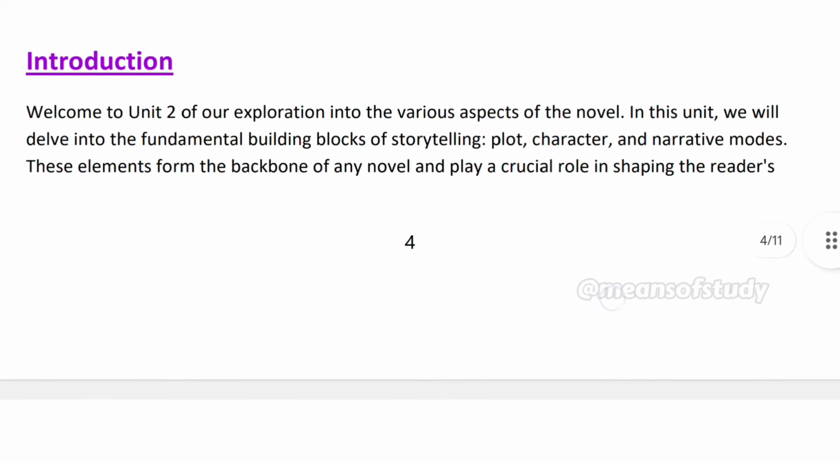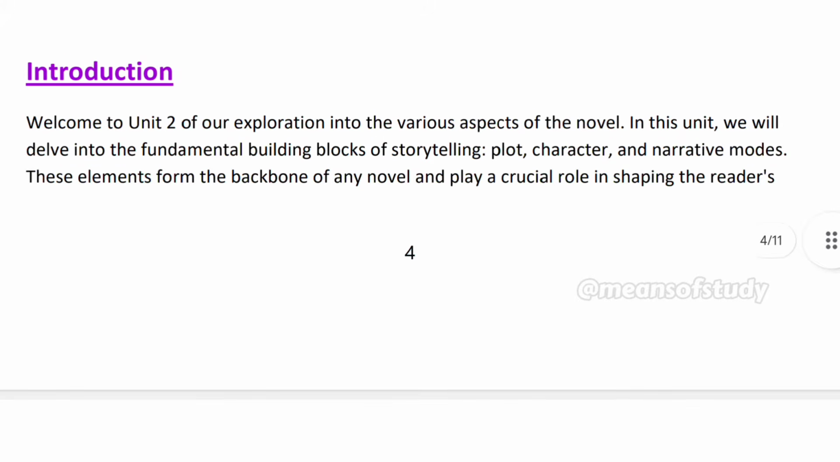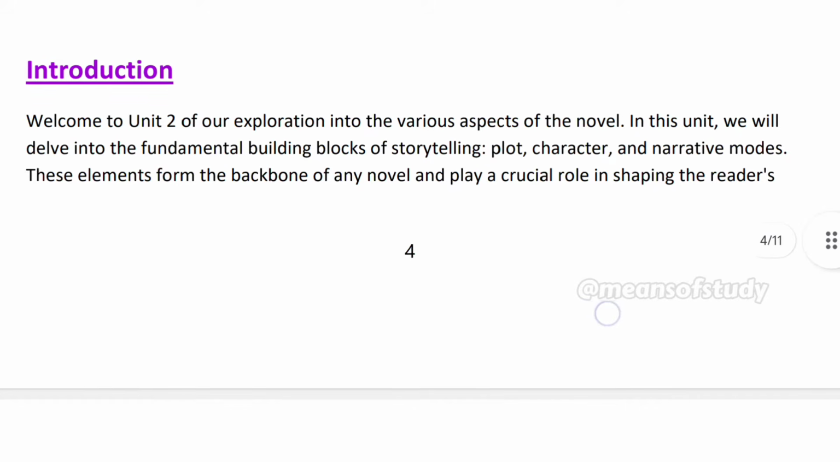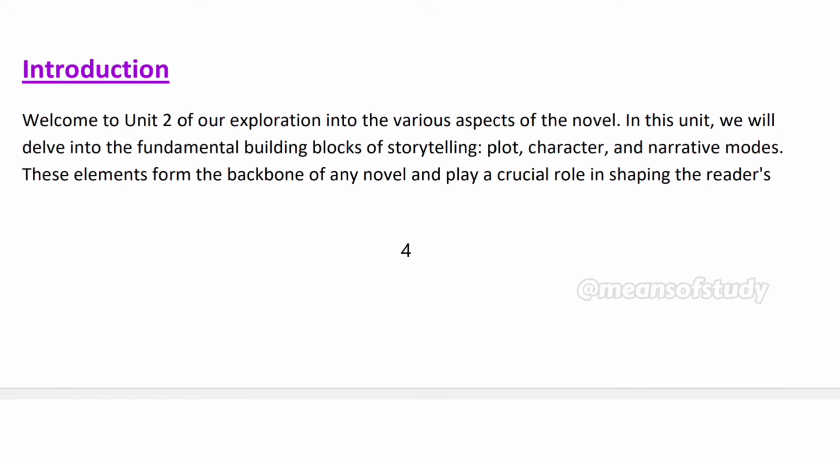Introduction. Welcome to Unit 2 of our exploration into the various aspects of the novel. In this unit, we will delve into the fundamental building blocks of storytelling: plot, character, and narrative modes. These elements form the backbone of any novel and play a crucial role in shaping the reader's experience.